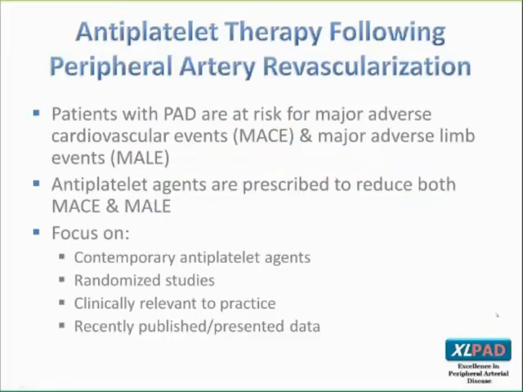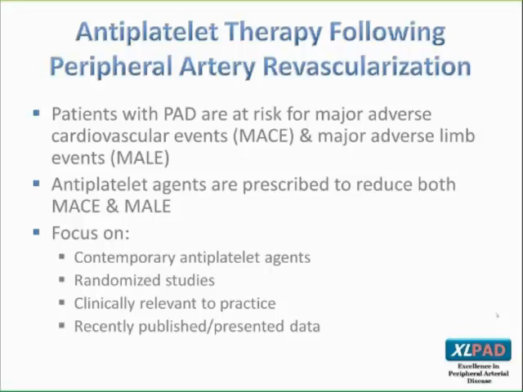I think we all know that patients with peripheral artery disease are at a higher risk for major adverse cardiovascular events, abbreviated as MACE, and major adverse limb events. For those not male might feel prejudiced, but I think this is a cute abbreviation recently being adopted. It's called MALE, or male. And antiplatelet agents are prescribed to patients with peripheral artery disease for reducing and tackling both the heightened risk of MACE and limb events, or male.